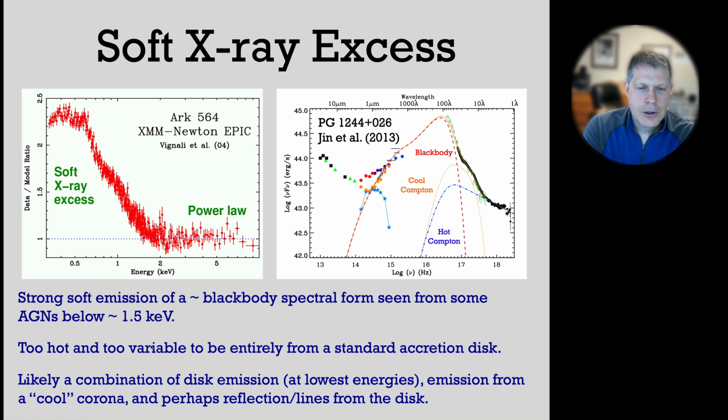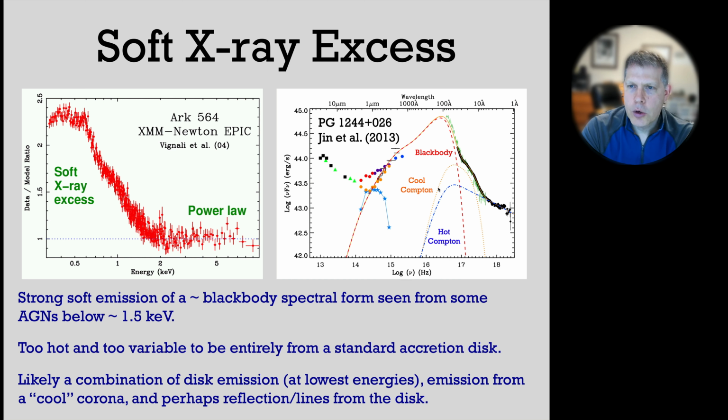So the variability also causes doom for any model that would want to propose it's just from a standard accretion disk thermally emitting. And so instead, the current thinking is that the soft X-ray excess is perhaps a combination of things, and different processes may dominate in different AGNs. The thinking is that there may be a combination of accretion disk thermal emission, perhaps at the very lowest energies, but also emission from a cool corona. Remember, I just was talking about how the corona may have multiple temperature phases associated with it. Well, here is a nice SED modeling where they allow the corona to have two phases: a hot phase, the hot Compton scattering phase, which produces the power law, and then a cooler phase, which Compton upscatters more modestly some of the thermal emission from the disk and thereby produces this soft X-ray excess.